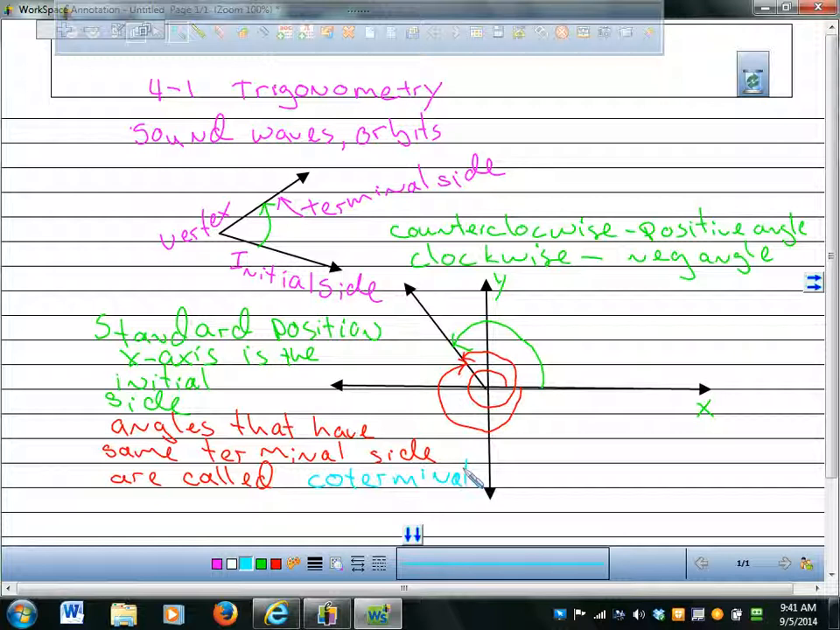And we'll talk about how to find coterminal angles. Okay, done? Can I move on? Yes, no? Yes. Yes.